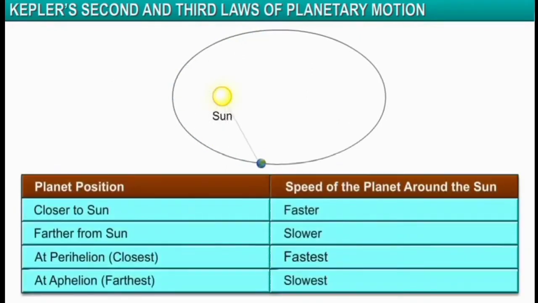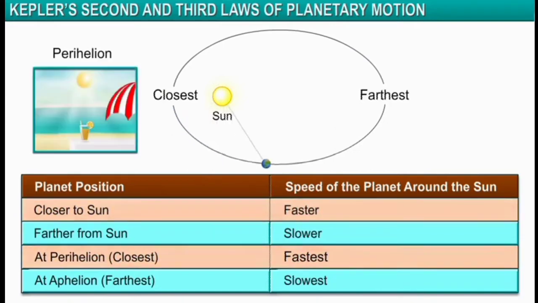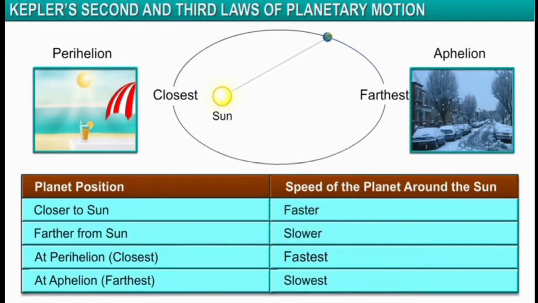Further, according to Kepler, the speeds of planets in their orbits vary through the revolution around the Sun. When planets get closer to the Sun, they move faster. Conversely, as they get further from the Sun, they move with relatively lower speeds. Therefore, the speed of a planet is highest at perihelion and slowest at aphelion.